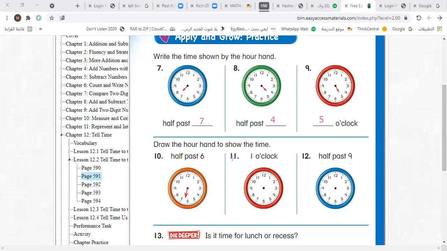Let's answer number 11. 1 o'clock. The hour hand must point to number what now?